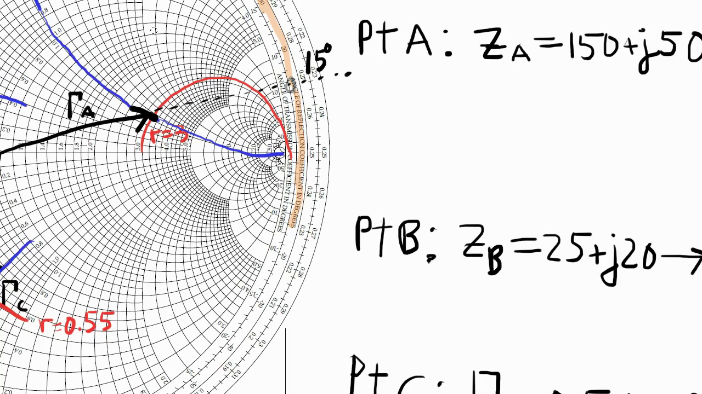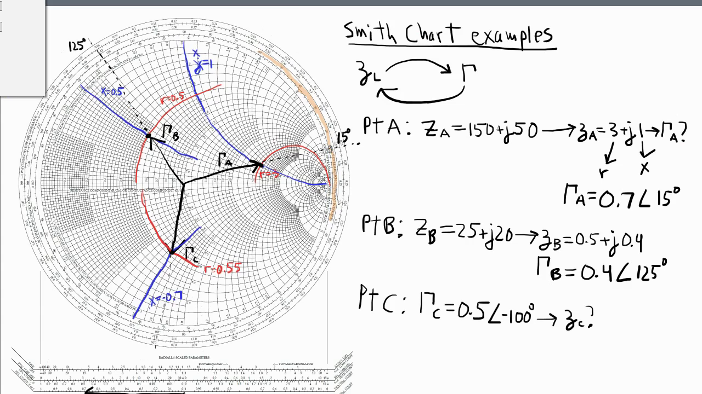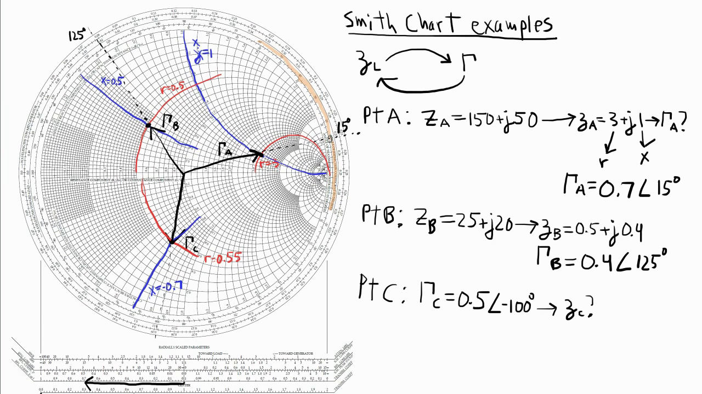Okay, so I again plotted my reflection coefficient gamma, and then I found the closest constant R circle and constant X circle right in the vicinity of this point gamma. And it turned out that my normalized impedance is equal to 0.55 minus J0.7. And to get my actual impedance, I have to multiply by 50 ohms.